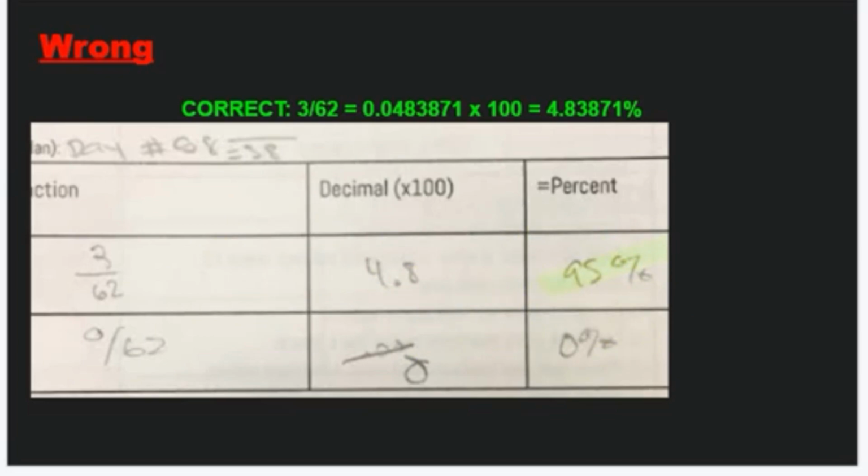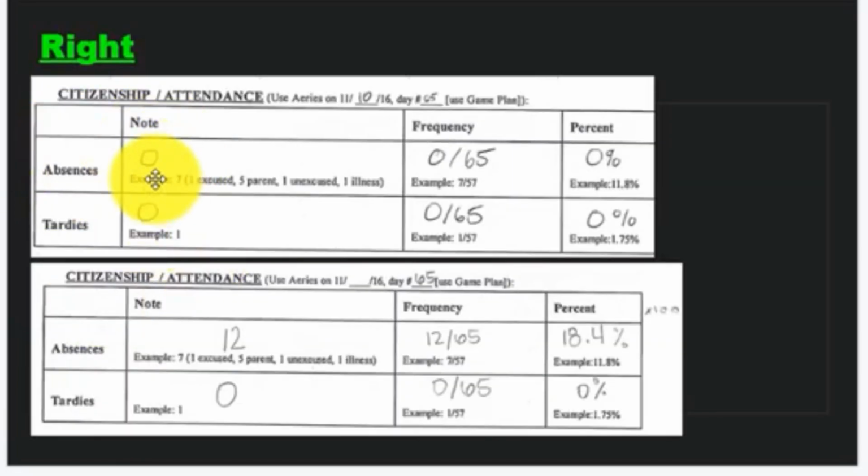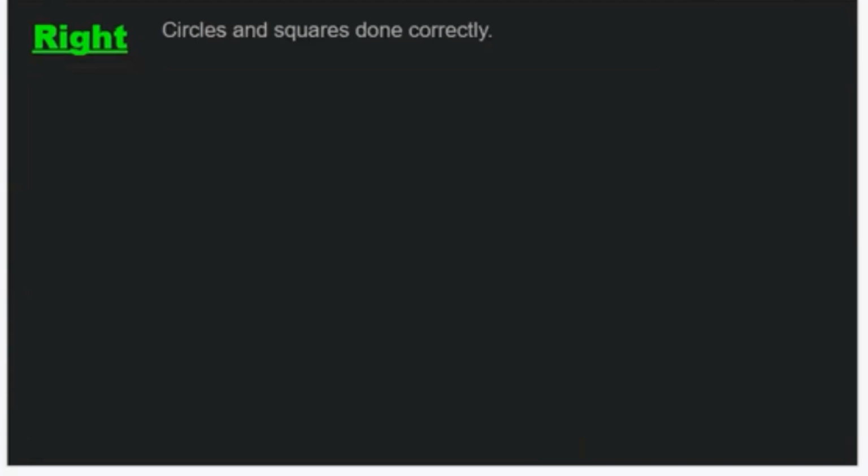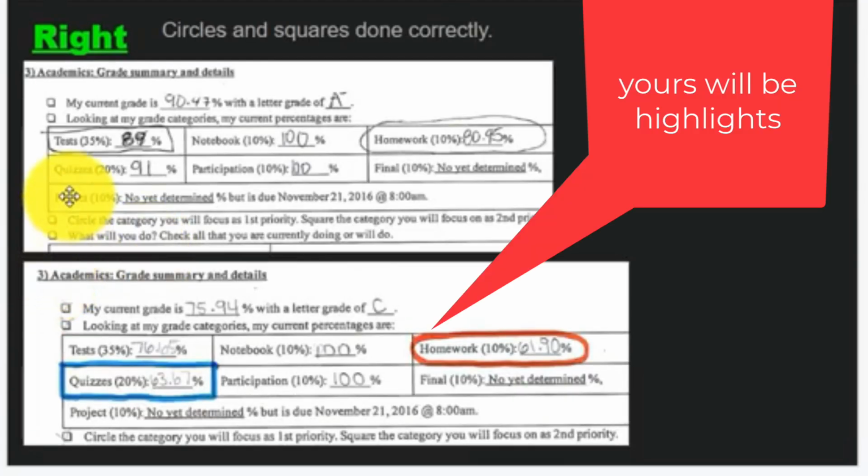Okay, let's look at some right ones. There it is. This is nice. 0 and 0. Looks good. And what I'm pointing out to you, these are the common mistakes why yours will be rejected, okay? Fractions and decimals is the number 1 mistake. The second number 1 mistake, turn to the back side.